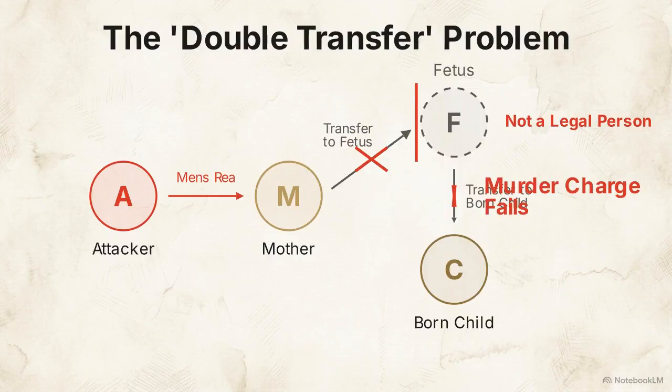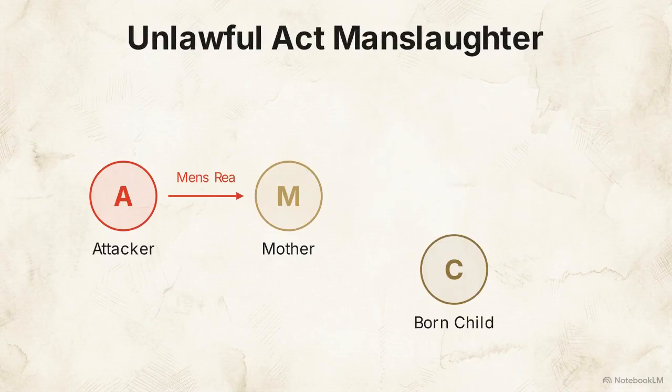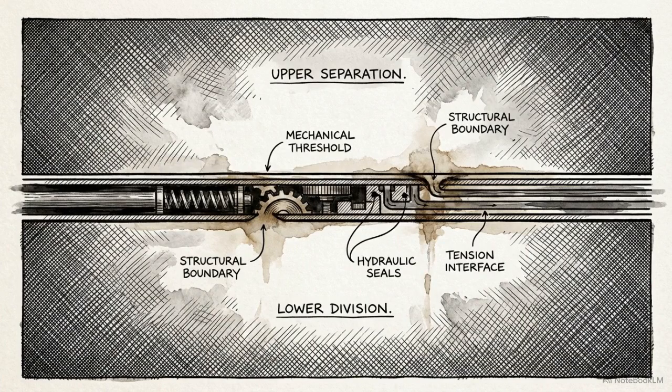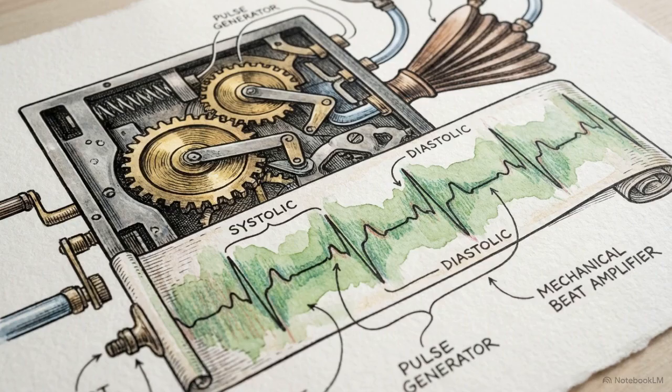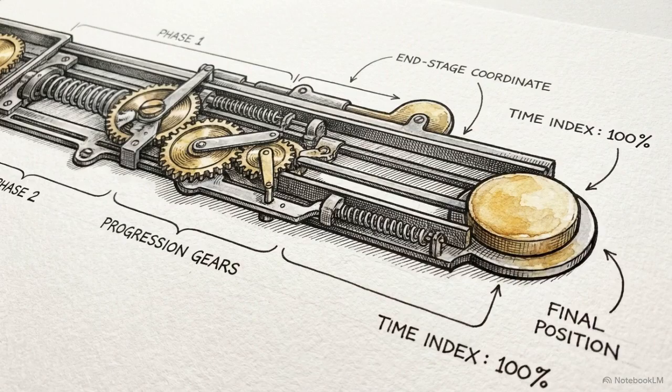However, the attacker was still convicted of manslaughter. The court ruled he committed a dangerous, unlawful act against the mother that ultimately caused the death of a live-born child. English law establishes a hard, mechanical line here. An entity only gains the protection of the Homicide Act upon being wholly expelled from the mother with an independent circulation. If we shift the timeline to the opposite extreme, we encounter a different problem.